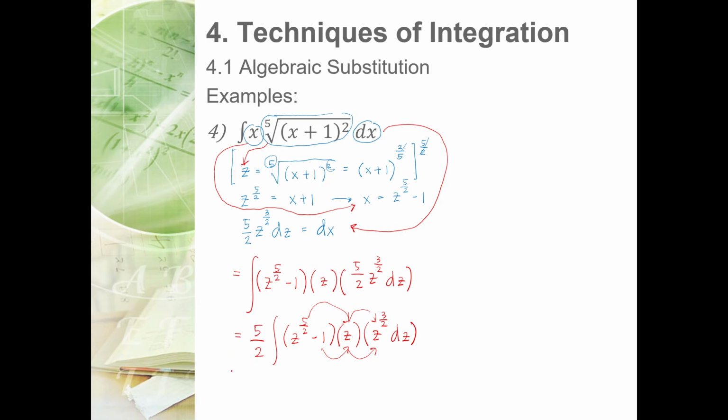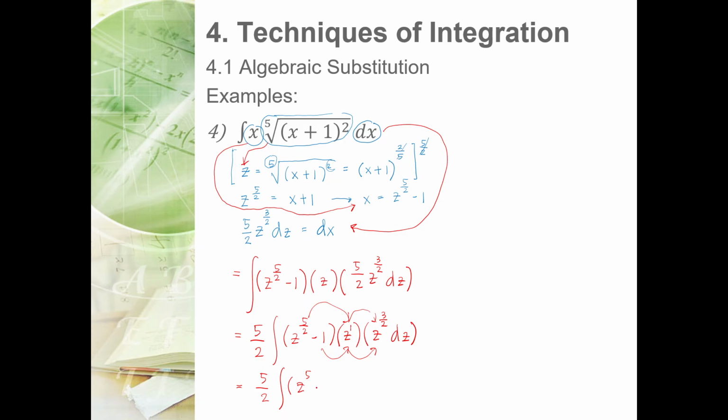Okay, so for this one, we're going to have 5 halves. Then for the first term, it is now z to the power of 5. So always remember that the middle term here is z to the power of 1. So again, multiplying exponents having the same base, meaning you just have to add up the exponents. So 5 halves plus 1 plus 3 halves would give you 10 over 2, thus leading you with 5.